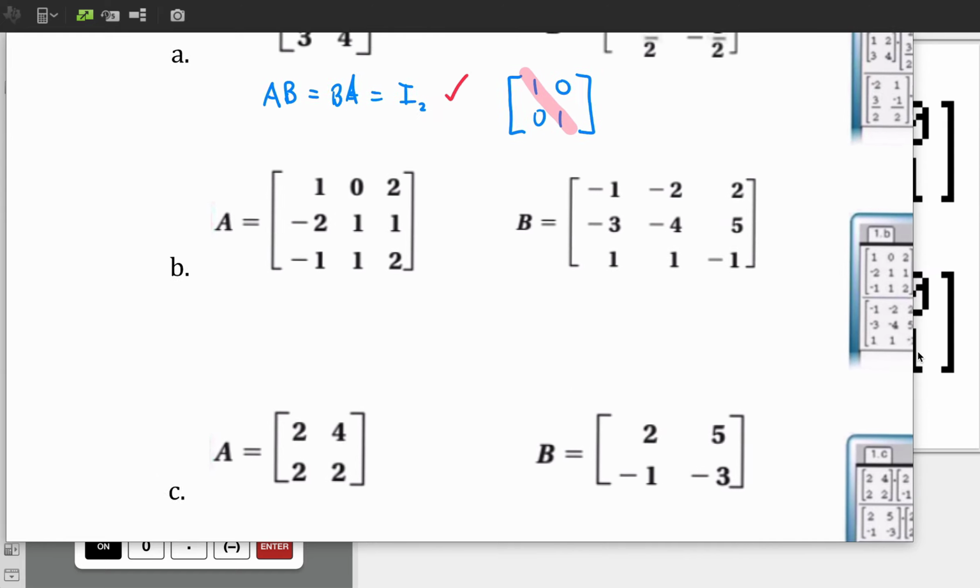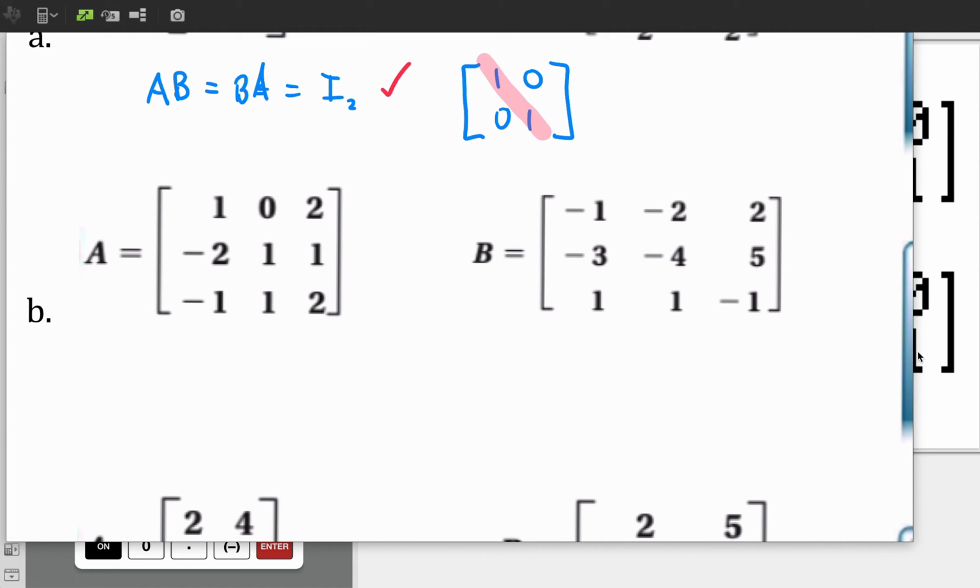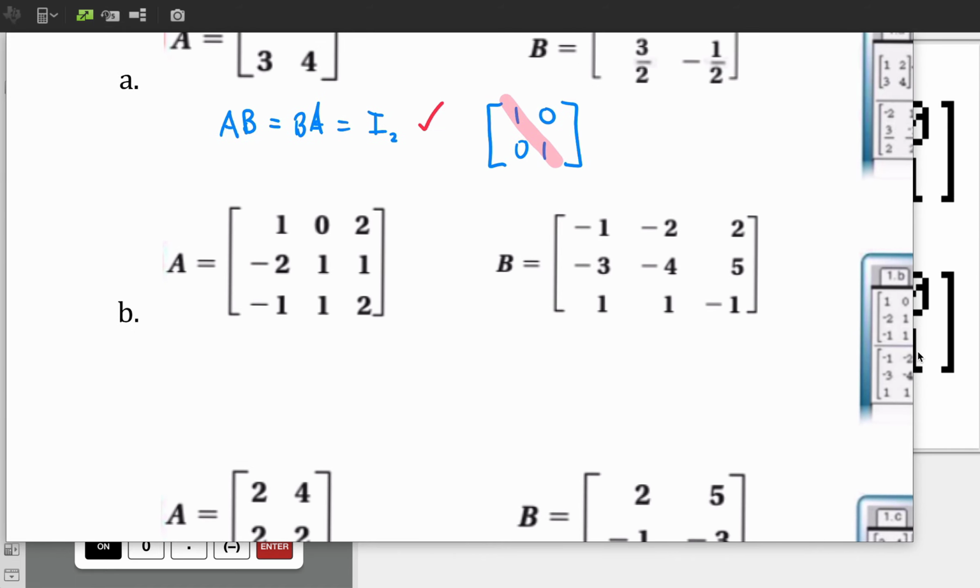All right, so we're going to try this with a larger set. Let's look at part B there. And we're looking at a larger set there. I'm going to enter those in, and then we're just going to plug into our calculator. So let's go ahead and do that.